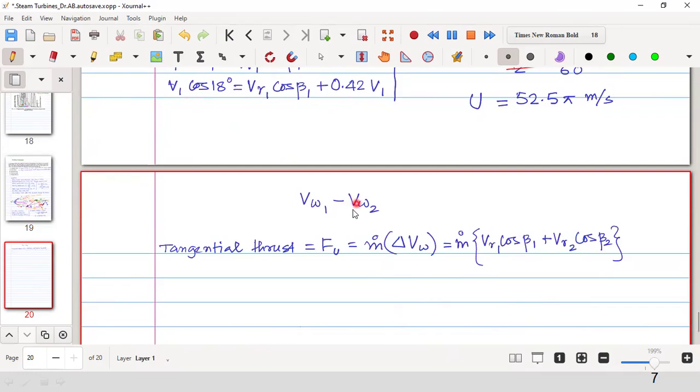Okay, since it is a change, we will calculate theoretically as VW1 minus VW2, but since VW2 is in the opposite direction to that of VW1, magnitude wise it will increase. It will be the magnitude of VW1 and the magnitude of VW2 added. Okay, but theoretically it will be VW1 minus VW2.